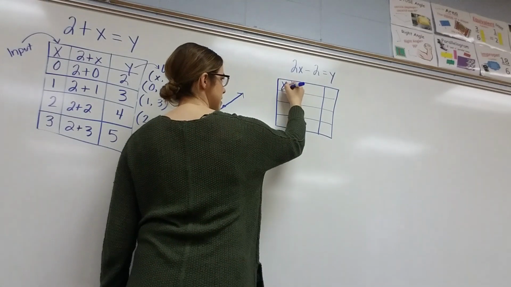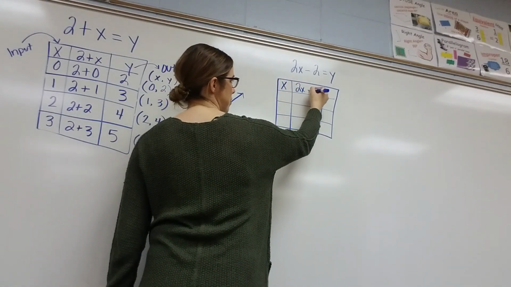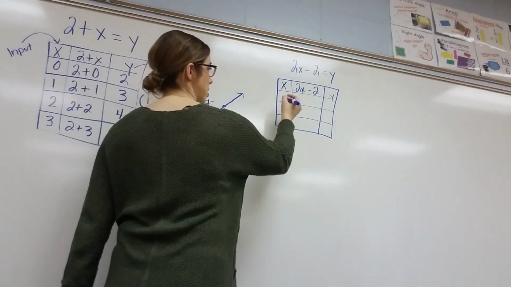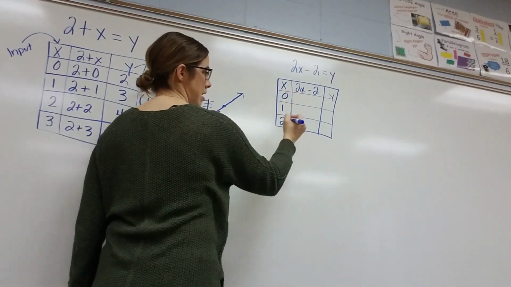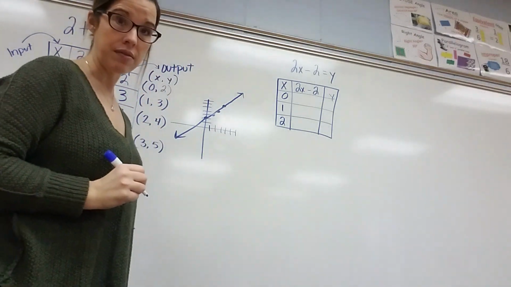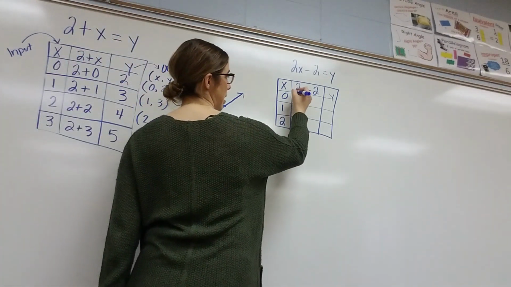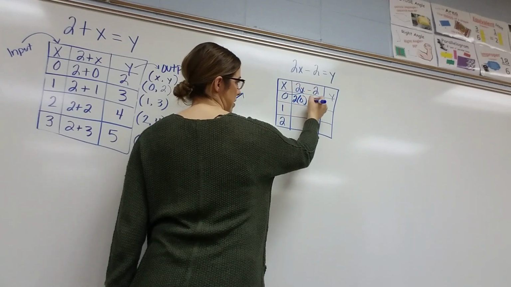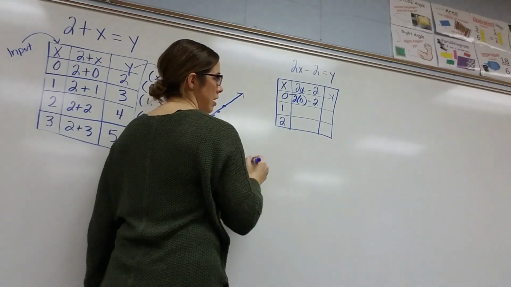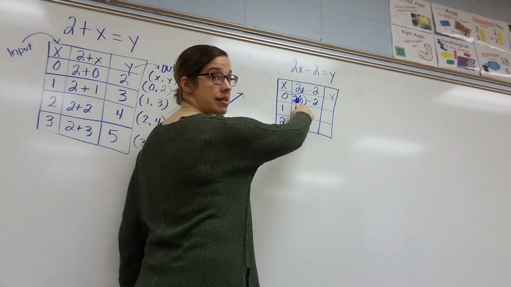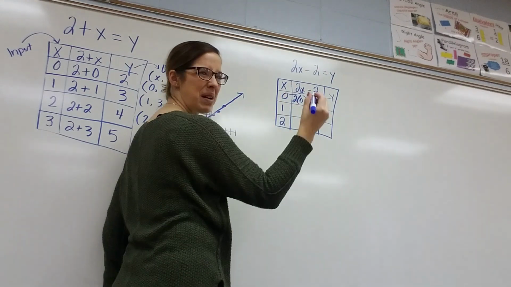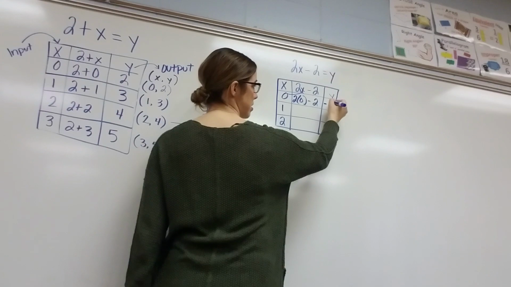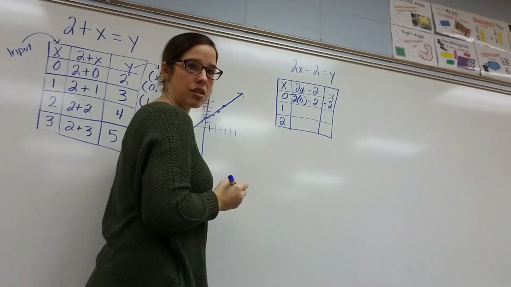So you have your x, you have your rule of 2x minus 2, and then you have your y. Okay? We're going to put 0, 1, 2 in for our x. We're just making those numbers up. Okay? And we're going to plug them in. So if I plug the 0 in for x, I have 2 times 0 minus 2. Well, 2 times 0 is 0. Minus 2. 0 minus 2. I know we haven't really touched negatives, but 0 minus 2, that means you go backwards 2. So we'd be at negative 2.